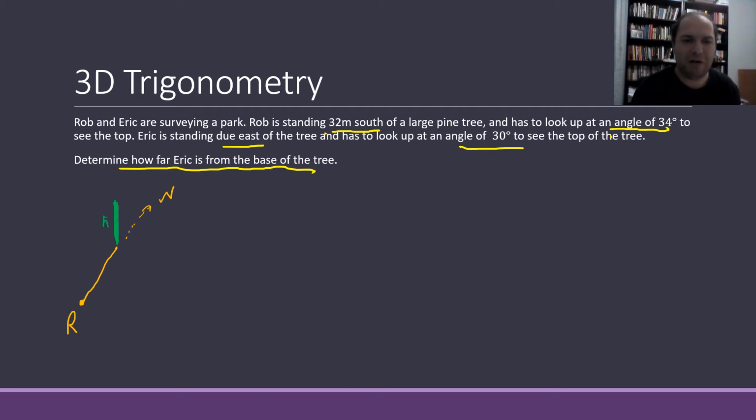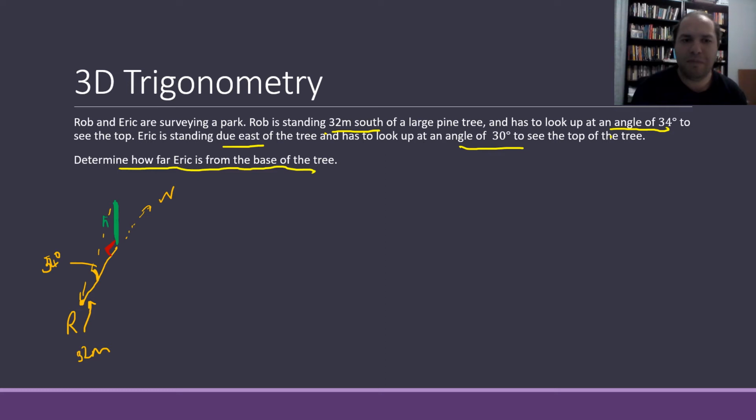Now Rob, we know, going due south is 32 meters. So he's in here, 32 meters south. And when he looks up to the top of the tree, that angle there he's looking up at is 34 degrees. We also know we've got a right angle in there as well. All right, that's for Rob.